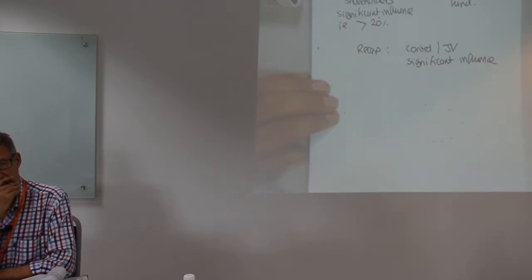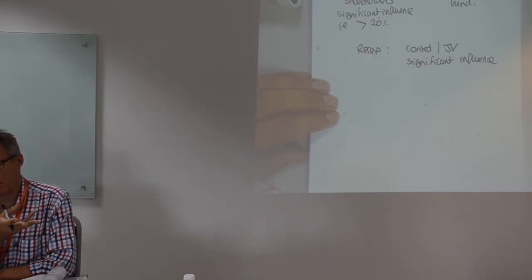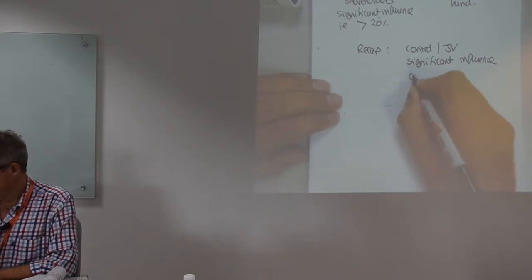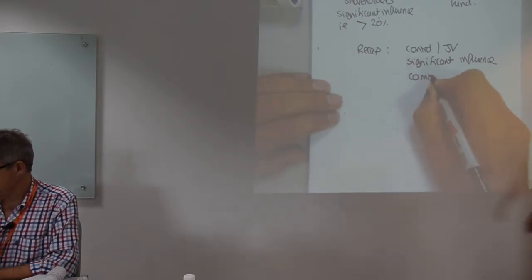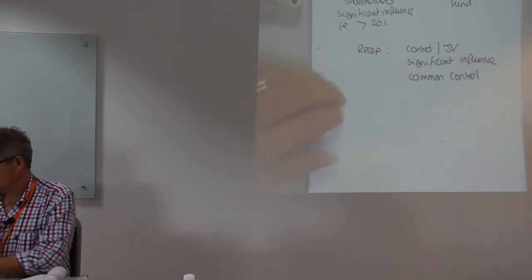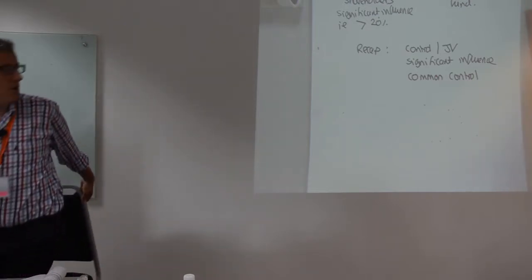Significant influence. Directors can influence the company. Major shareholders can influence the company. So anybody who is able to control the company or influence the company, or if we're subject to common control.